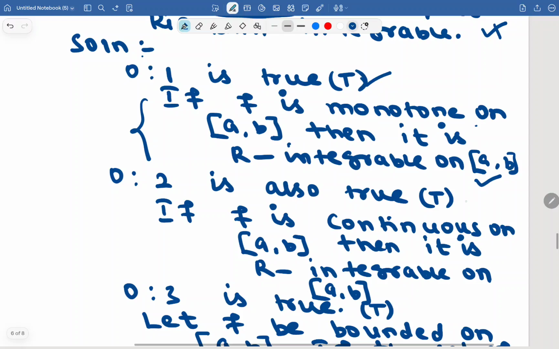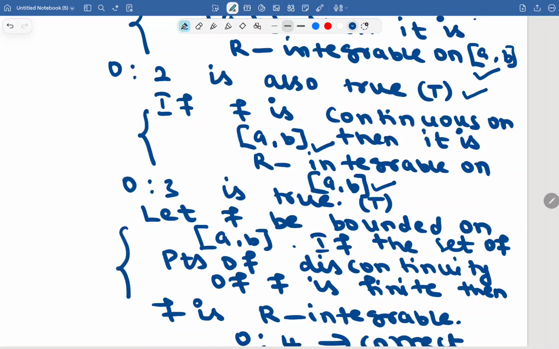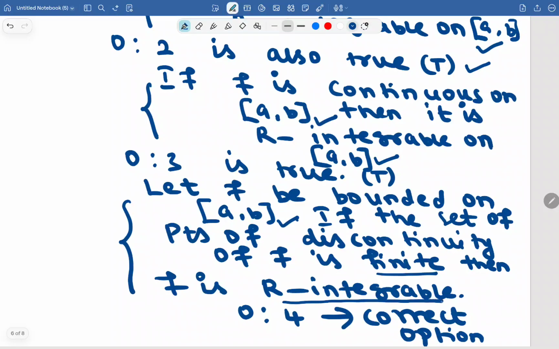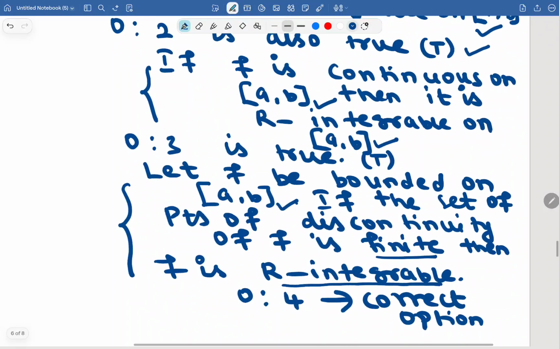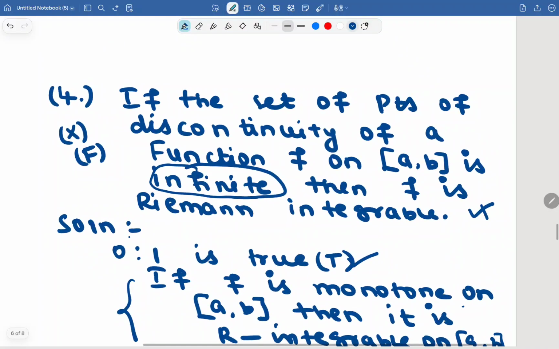Again, option 2 is also a true statement. If f is continuous on closed a comma b, then it is Riemann integrable on closed a comma b. Option 3 is also a true statement. If f is bounded on closed a comma b, and the set of points of discontinuity of f is finite, then f is Riemann integrable. For this problem, option 4 is the false one, that is the correct option for this problem.